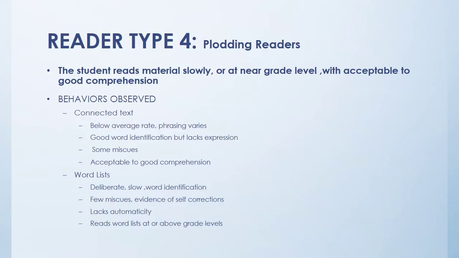Type 4 readers are also known as plodding readers. These readers read the materials slowly or at near their grade level, and they have acceptable to good comprehension. The behavior observed is good word identification but poor expression, good comprehension but slow word identification.